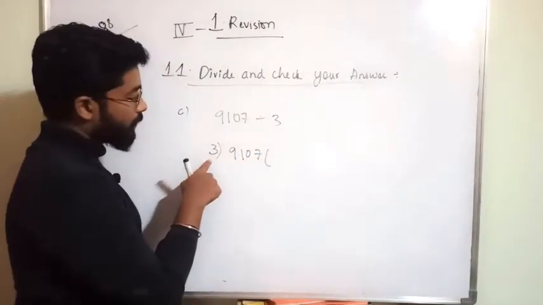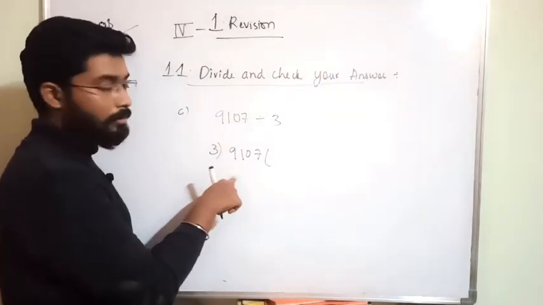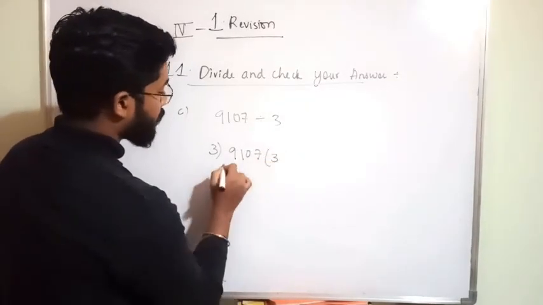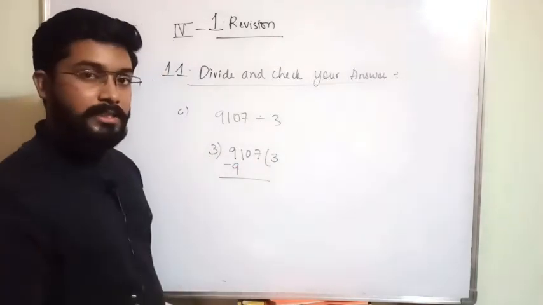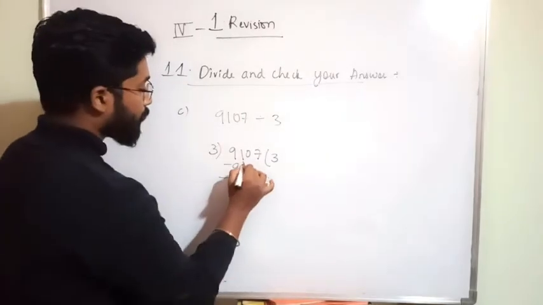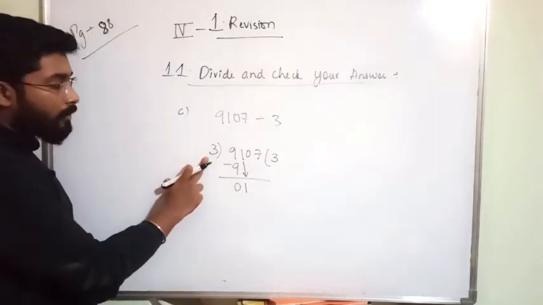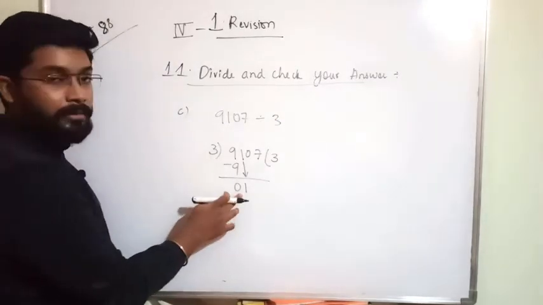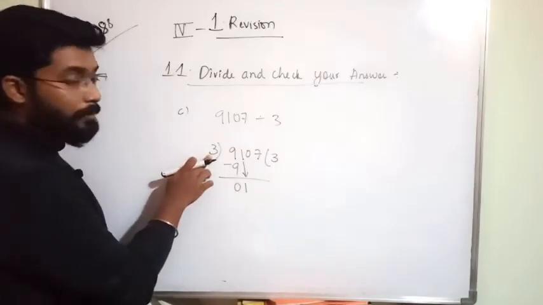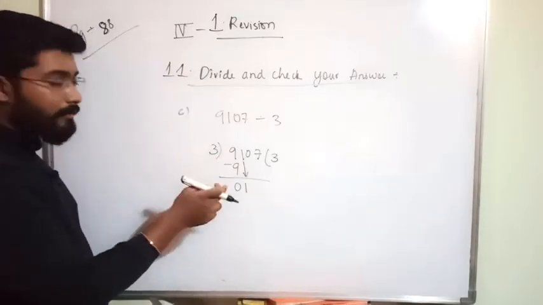So in the 3 table will you get 9? Yes. 3 3s are 9. 3 1 is 3, 3 2 is 6, 3 3 is 9. 9 minus 9 is how much? 0. Completed? So you bring down 1. Is 1 divisible by 3? 1 is a smaller number than 3, so you can't divide 1 by 3.